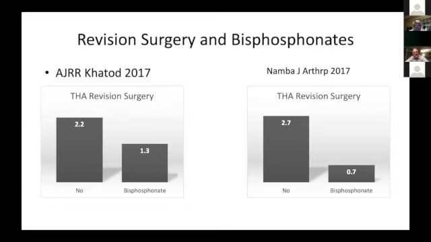So these are two large database studies, each of over 50,000 patients, and they just looked at those receiving bisphosphonates and those who didn't, and looked at revision surgery, one for total hip arthroplasty, and it was a 50% reduction in revision surgery if you received a bisphosphonate.